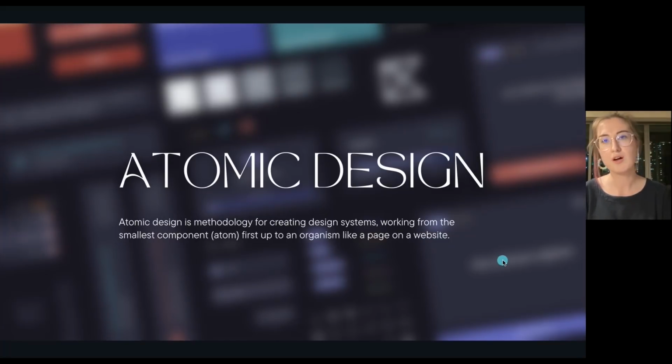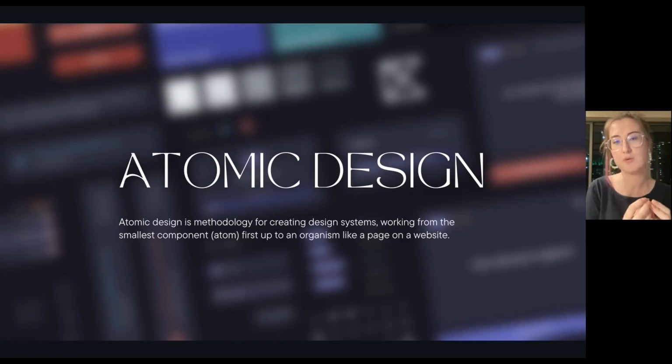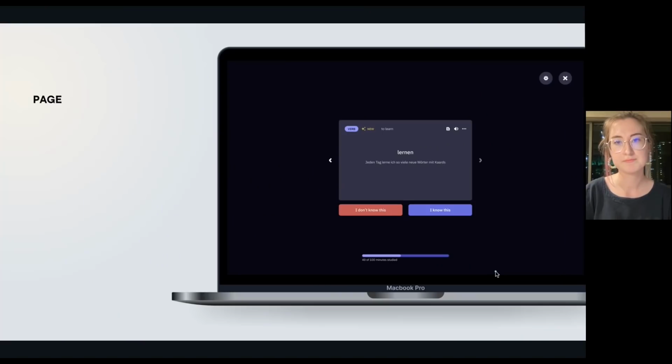I use a principle called atomic design. This was coined by Brad Frost. And I hope as scientists, I might have your attention when I mention atoms, molecules, and components, because these are terms that we use when we build design systems. So atomic design is a methodology for creating design systems, where you work from the smallest component, called an atom, up to an organism, which could be a web page, like a page on a website or an app.